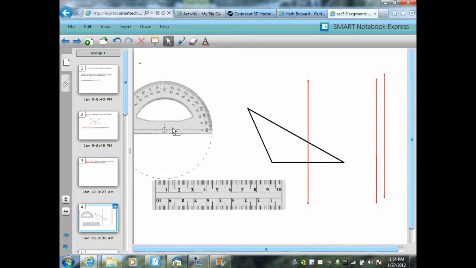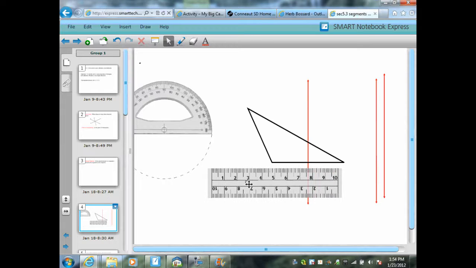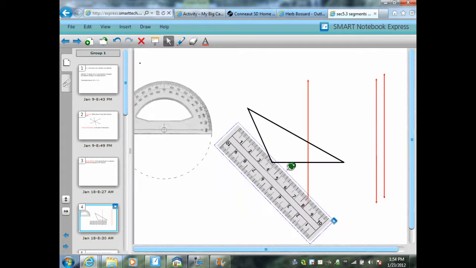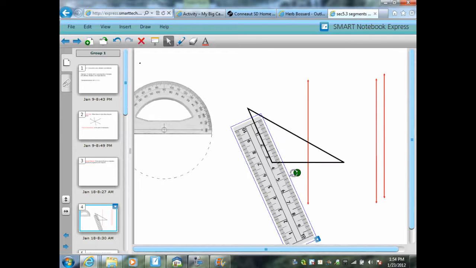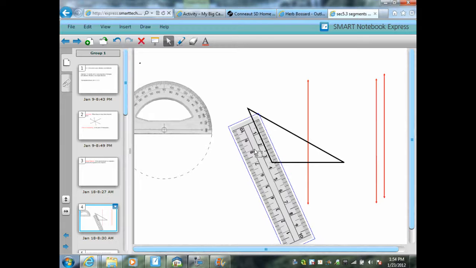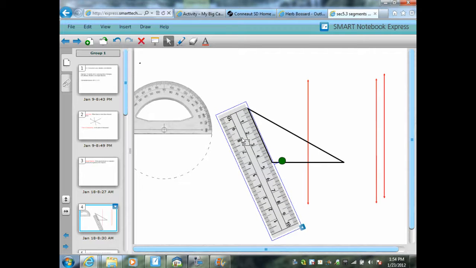Let's just do one more. I'm going to double-click on my ruler. I'm going to rotate it so it is parallel to this side. Get as close as you can. And I see that the length of that segment is approximately 4.8. Therefore, I know that the midpoint must be at 2.4.